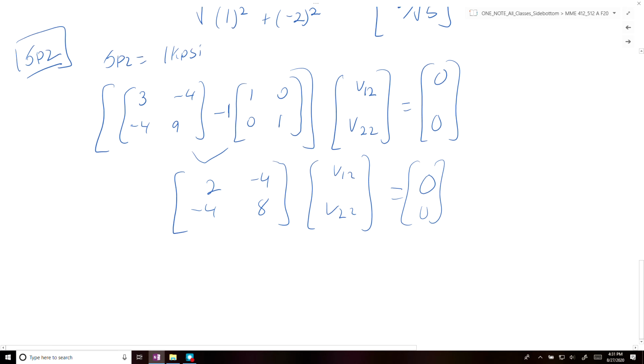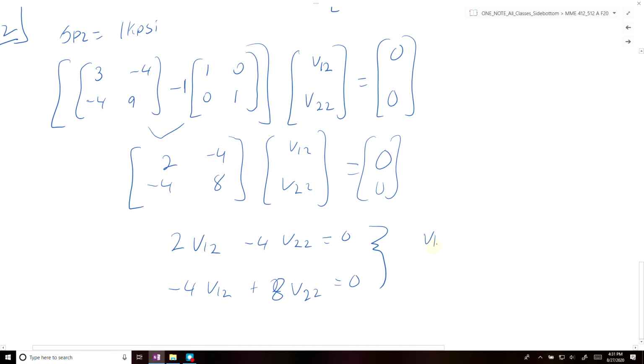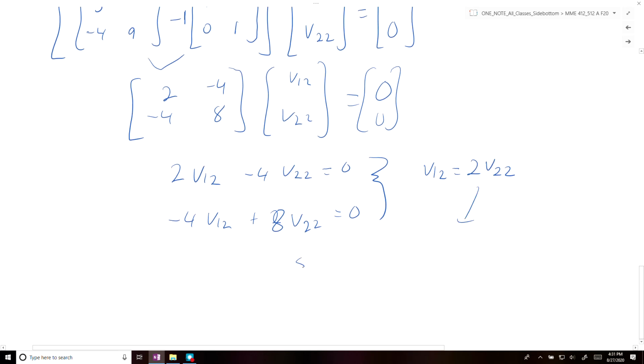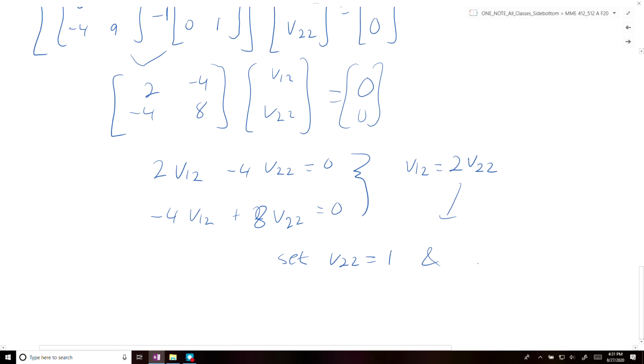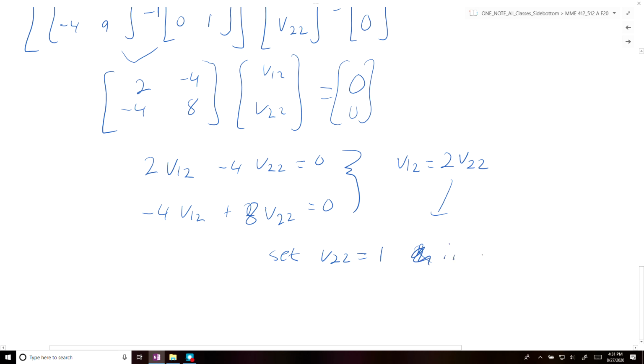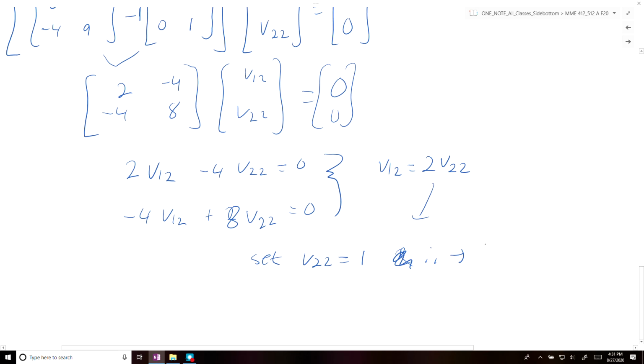If we multiply these both out, we'll get two algebraic equations. We'll get 2 v12 minus 4 v22 is equal to 0, and minus 4 v12 plus 8 v22 is equal to 0. From either of these equations, if we rearrange them, we'll get v12 is equal to 2 v22. So we can then set v22 equal to 1, and therefore we can set v12 equal to 2.